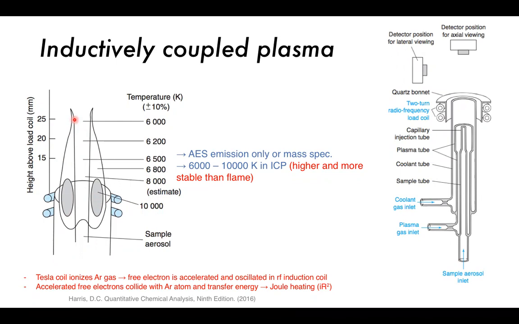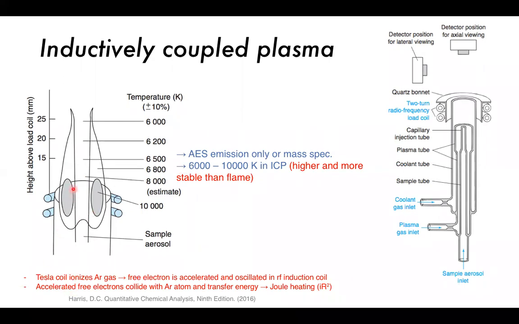Now the temperatures are better here than they are in a flame, but they're still not perfect. They're more stable. Really can only be used for AES or mass spec. So that's why they're usually combined together. So AES is the emission, the broad spectrum atomic spectroscopy, where we can measure sort of all of the elements at once. And this is good for that because it's so high in temperature that it atomizes basically everything. And so it's really good for those refractory elements that don't want to burn or be atomized, things like yttrium oxides and what have you.